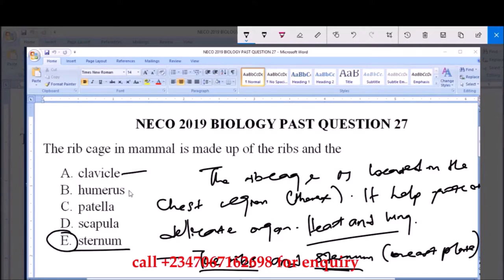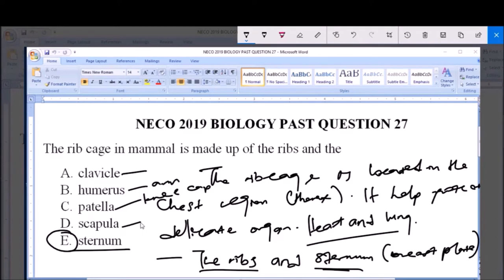Then the humerus here is the bone of the arm. The patella is the kneecap, and the scapula here is the shoulder blade. You can call the clavicle the collarbone. But the sternum and the ribs make up the rib cage that helps protect the heart and the lungs. So option E is the answer to this question.